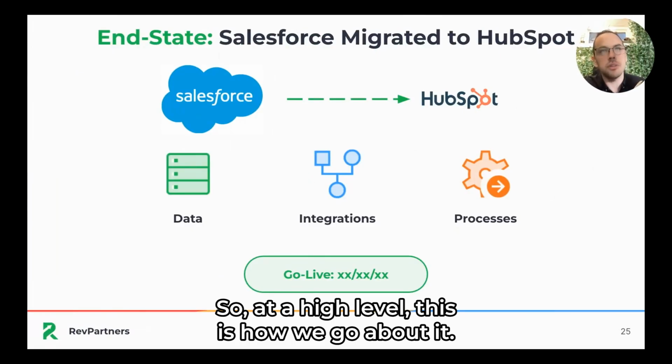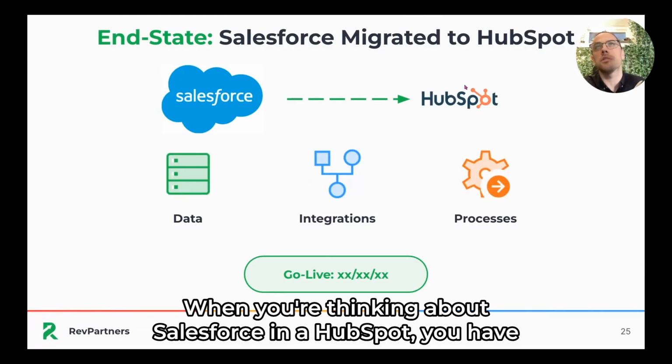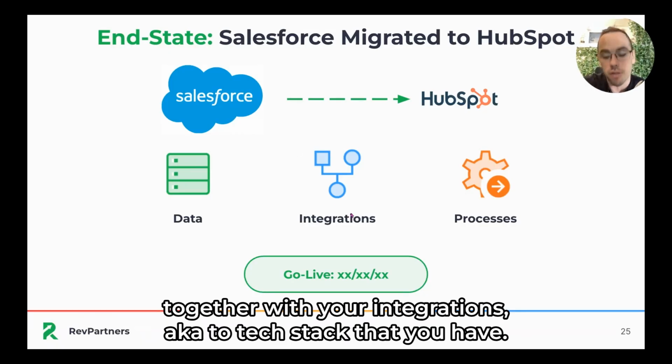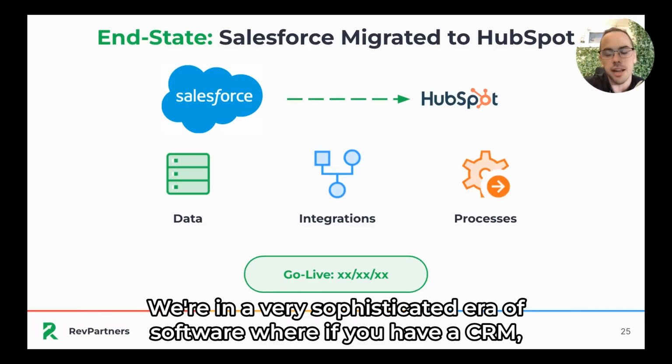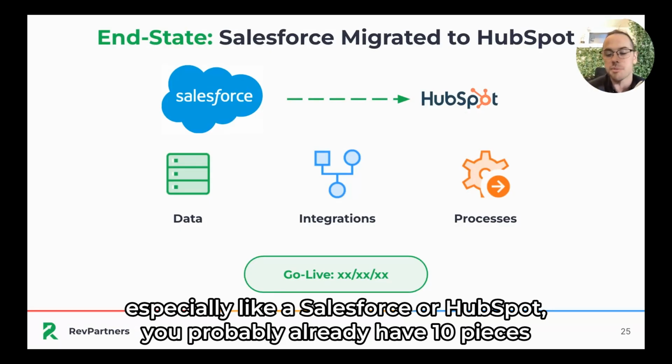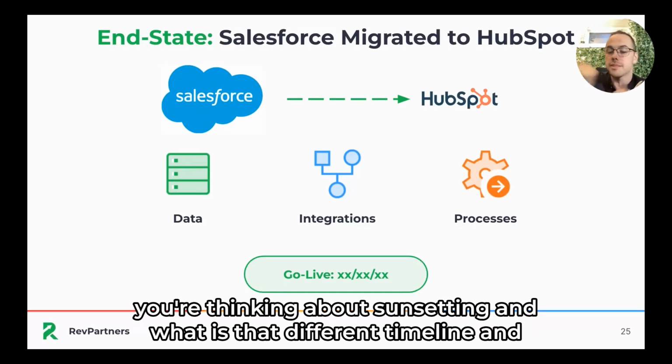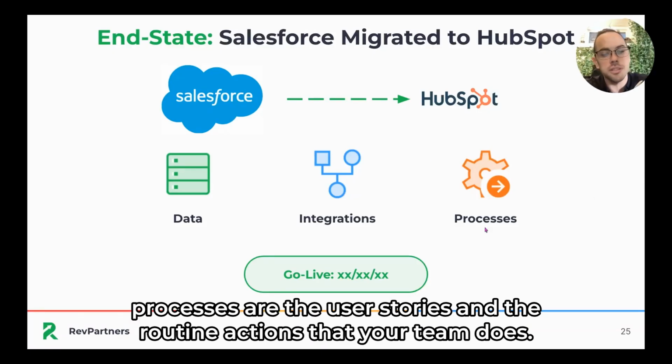So at a high level, this is how we go about it. When you're thinking about Salesforce and HubSpot, you have your data, which is your objects and your properties that intertwine together with your integrations, aka the tech stack that you have. We're in a very sophisticated era of software where if you have a CRM, especially like a Salesforce or a HubSpot, you probably already have 10 other pieces of software. How do you intertwine those? And then when you're thinking about sunsetting it, what is that different timeline? And processes are the user stories and the routine actions that your team does.